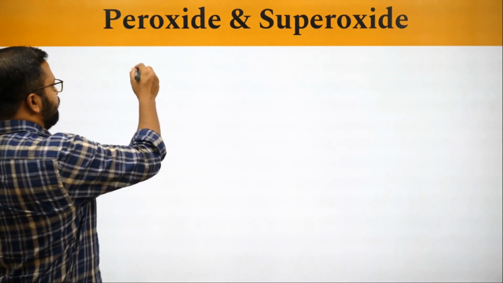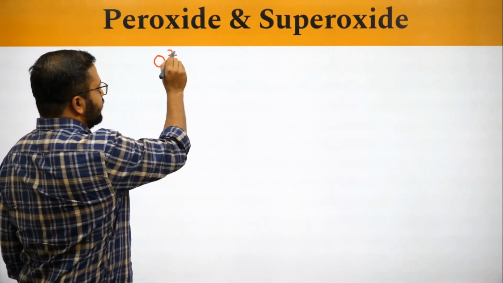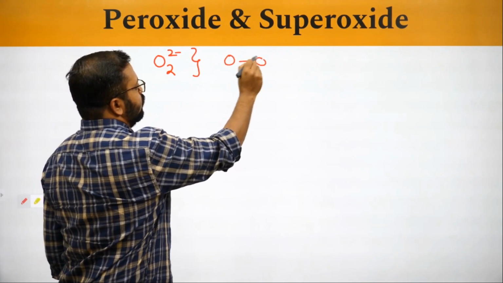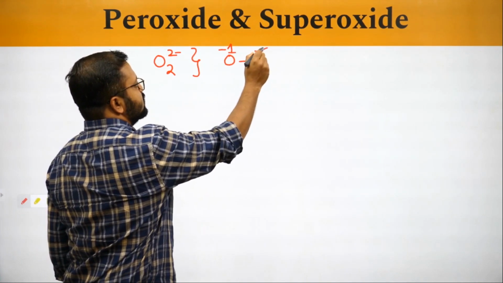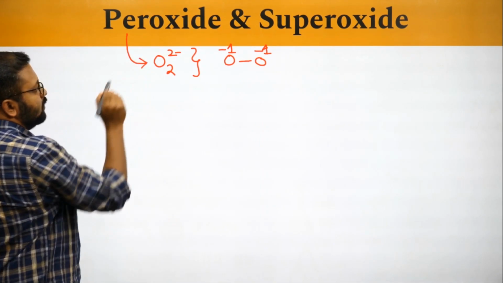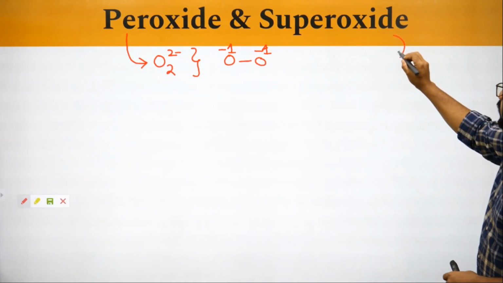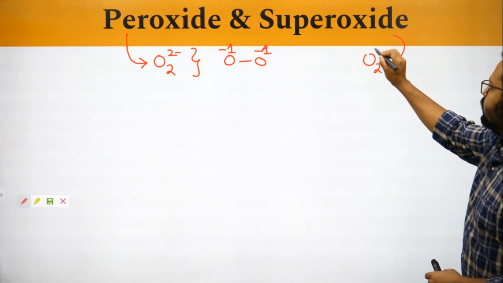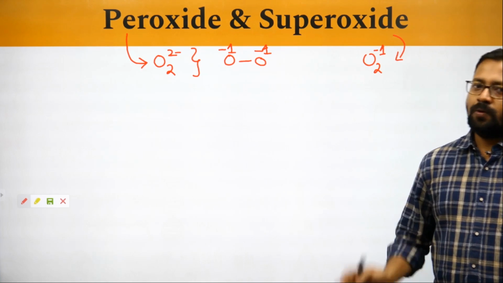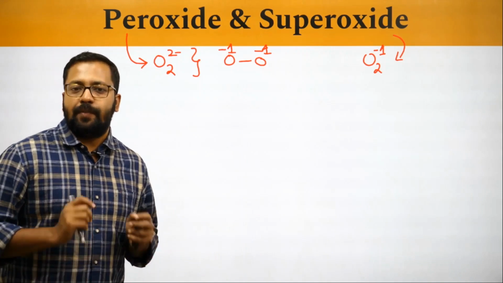So peroxide is written like this: O2 2 minus. O minus 1 minus 1. This is peroxide. And a superoxide looks like this: O2 minus 1. So superoxide and peroxide ये molecular orbital theory में भी पढ़ते हो.